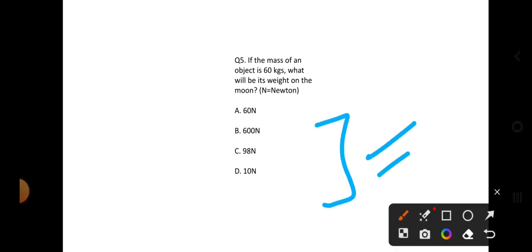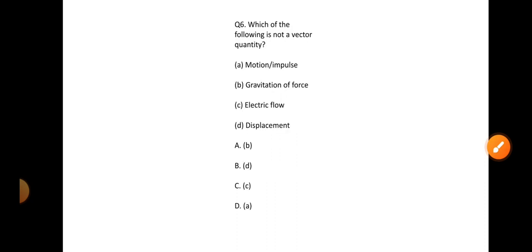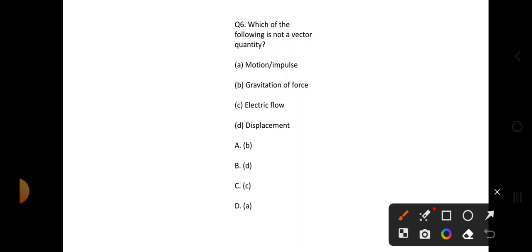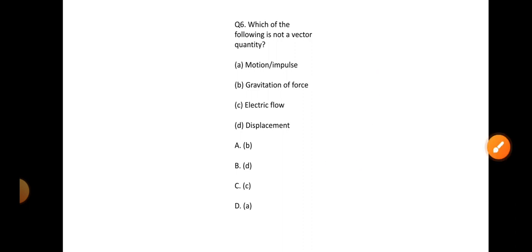You have to give the answer in Newton. You have to remember the unit. Sixth question, which of the following is not a vector quantity? Out of these, just write and remember what are the scalar and vector quantities.